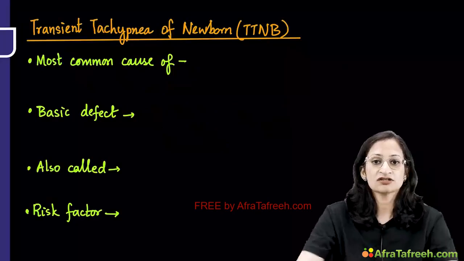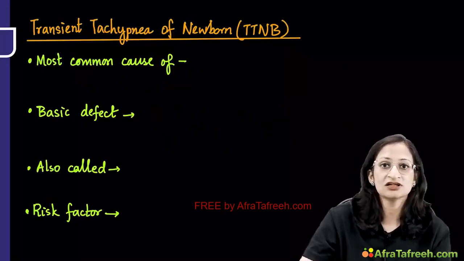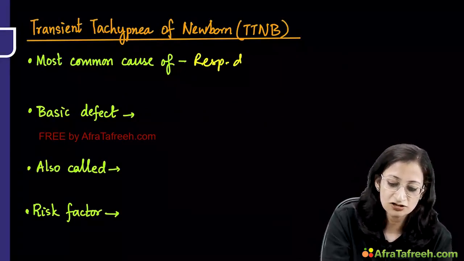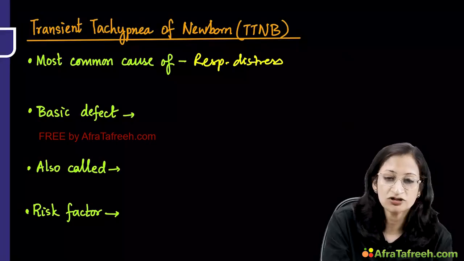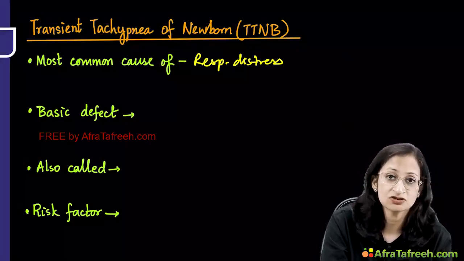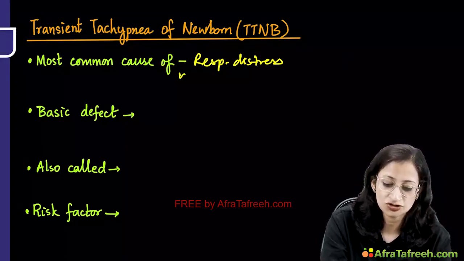Now moving ahead to transient tachypnea of newborn. So this transient tachypnea of newborn is one of the most common causes of respiratory distress in a term neonate. So in preterm neonates we said RDS is very common, while in term neonates TTNB is one of the most common causes of respiratory distress.